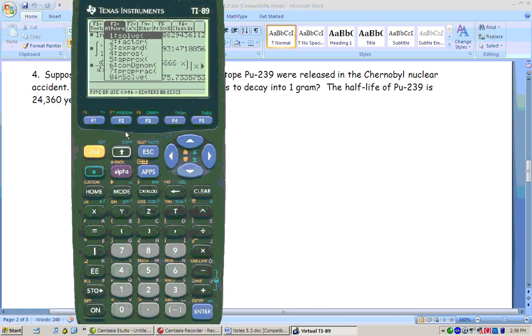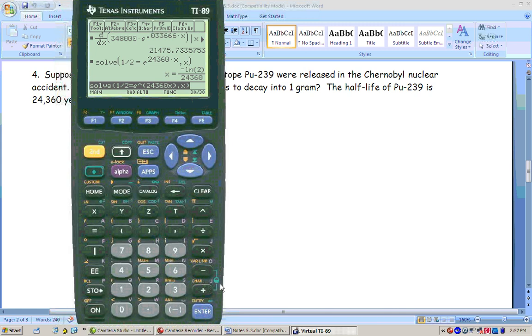Okay, so solve under F2. I'm trying to solve the equation 1/2 equals e, and e is diamond X, so e to the 24,360 x. And remember, you have to do comma x and close your parenthesis. And the calculator gives you negative natural log of 2 over 24,360.